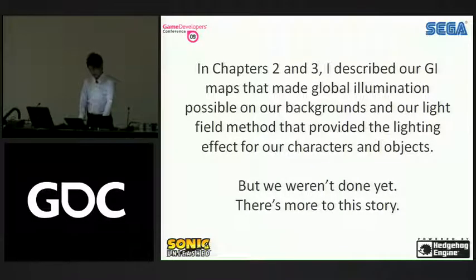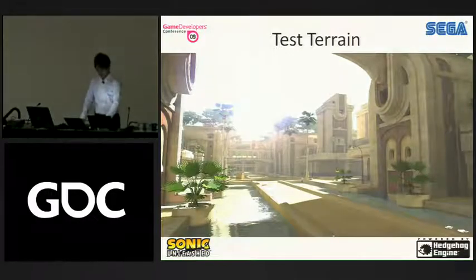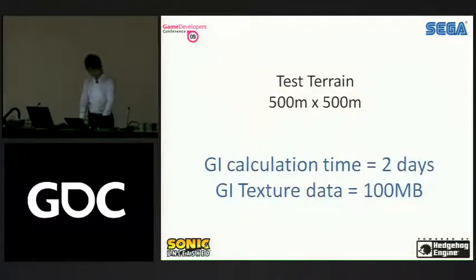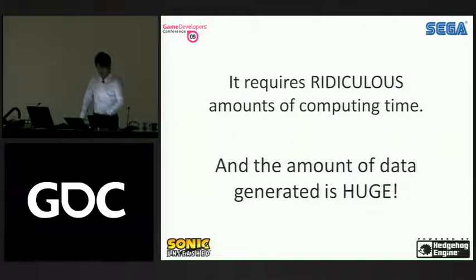Now, in Chapter 2 and 3, I talked about our GI maps and light field methods and global illumination as well. But just having that doesn't mean that we were able to achieve what we wanted. In fact, that portion wasn't the most difficult portion. Now here's the test terrain. This is 500 meters by 500 meters. And when we actually calculated this, on one PC it took 2 days. There were approximately 100 megabytes of GI texture data. Before we started doing GI, we knew this would be the case.